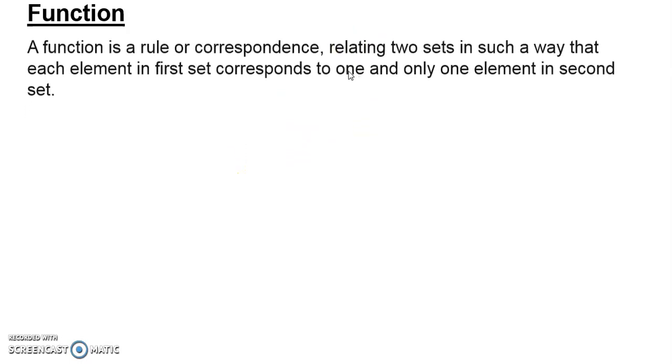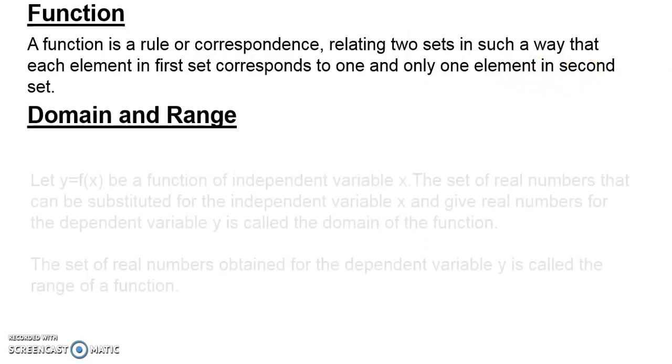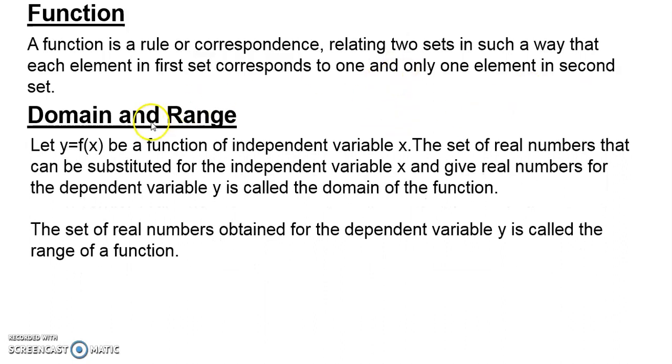Now, let's see the mathematical definition for a function. A function is a rule or correspondence relating two sets in such a way that each element in the first set corresponds to one and only one element in the second set. Now, what is domain and range of a function? Let y equals f of x be a function of independent variable x. The set of real numbers that can be substituted for the independent variable x and give real numbers for the dependent variable y is called the domain of the function.